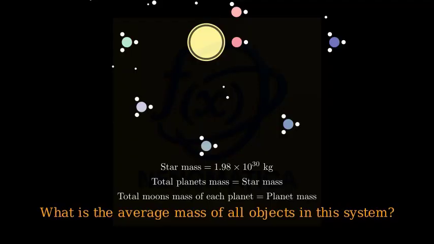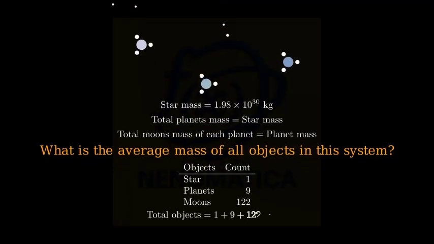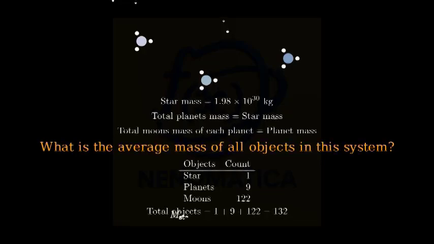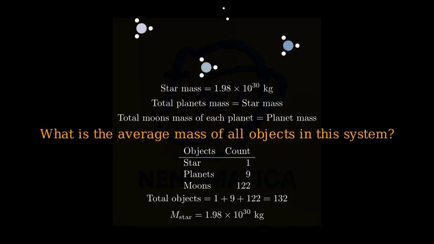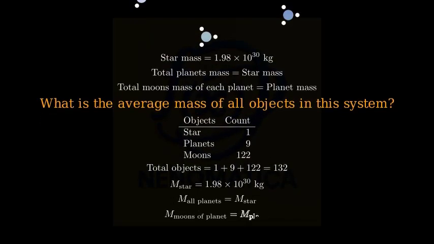Let's organize what we know. We have 1 star, 9 planets, and 122 moons. In total, that's 1 plus 9 plus 122, which gives us 132 celestial objects. The star's mass is 1.98 times 10 to the power of 30 kilograms. We're told that the total mass of all planets equals the star's mass, and each planet's moons have a total mass equal to that planet's mass.